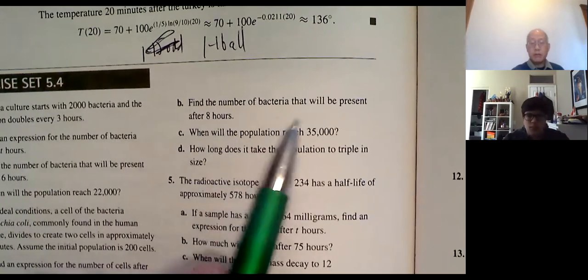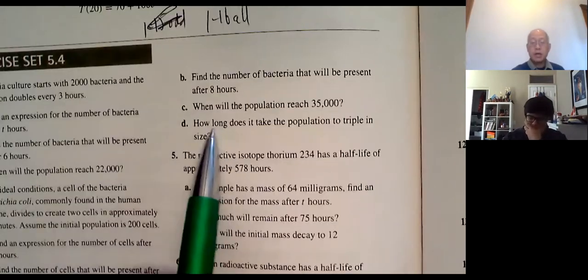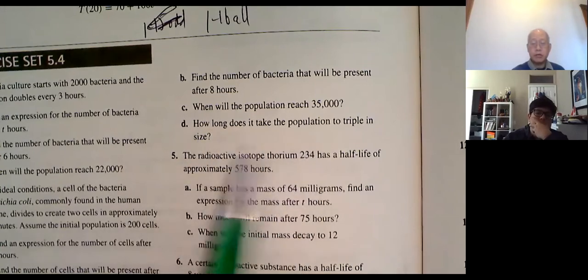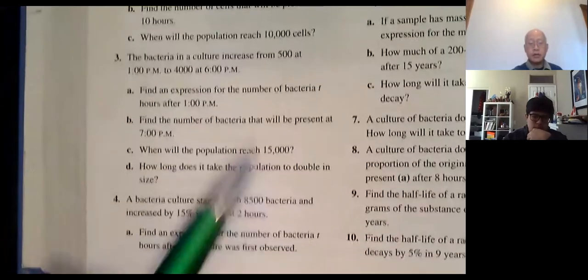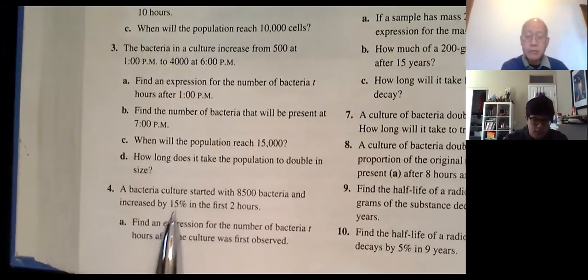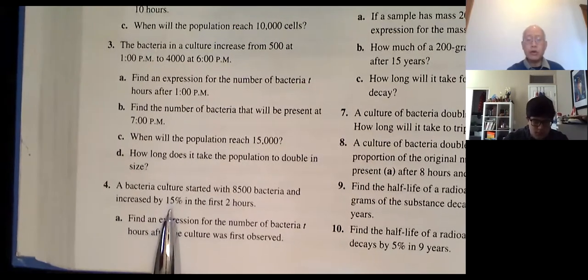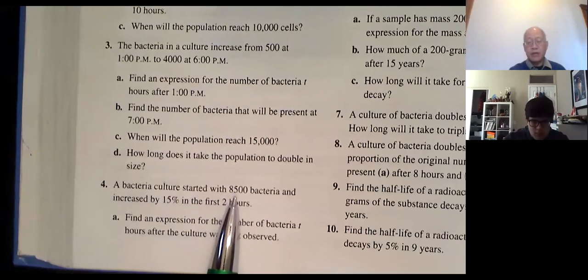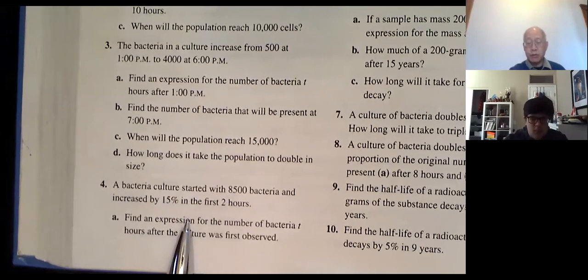Find the number of bacteria that will be present after 8 hours. When will the population reach 35,000? How long does it take the population to triple in size? Okay, so a lot of things going on. The first thing I'm going to do is, when it says increase by 15%, I multiply by 1.15. Or you can multiply 15% plus the 8,500, but it's easier to just multiply by 1.15.